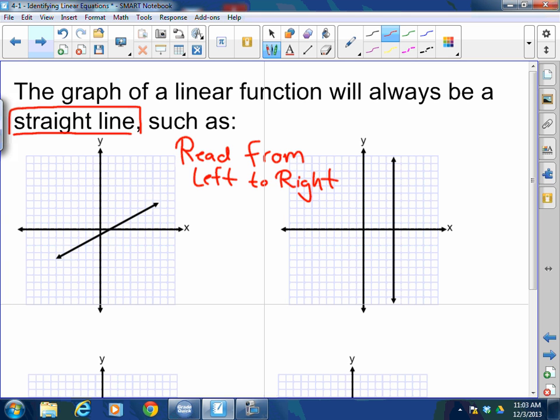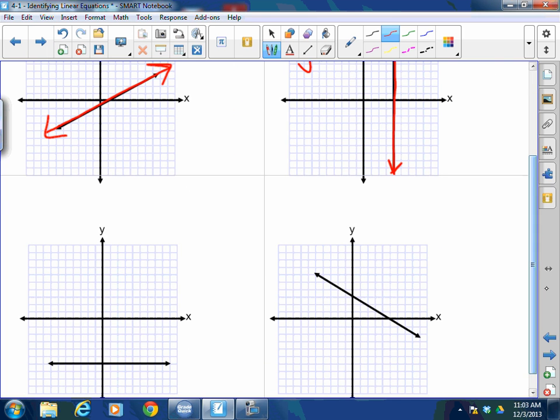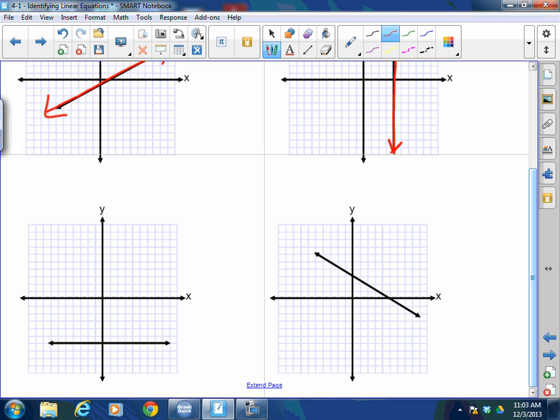Okay? So from left to right, this is a straight line. This is a positive slope. We'll talk about why that is later. That's a straight line. This is a vertical line, but it's straight. It's not curved. It's not peeking out. It's a linear. This right here, this is a straight horizontal line. It's not curved. It's not going up or down. That's a linear equation, function. This guy's going down from left to right, but there's no curves, there's no zigzags. It's a nice straight line.